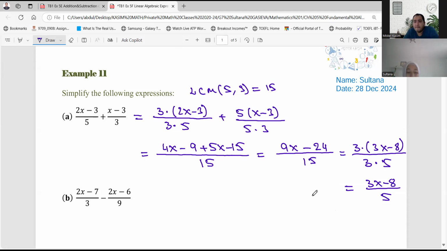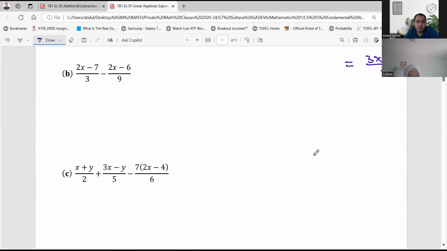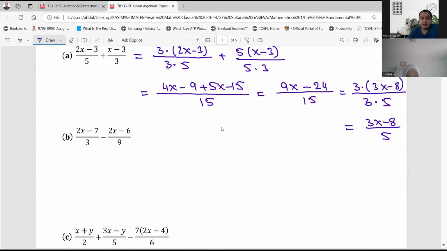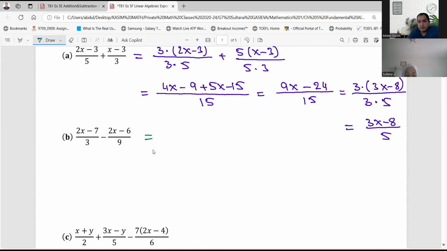All right? One more question, for example in question B: what is the common denominator of 3 and 9? The least common multiple of 3 and 9 is 9, right? So I multiply the first fraction's top and bottom by 3. Look, it is 3 times (2x minus 7) over 3 times 3, because I know that 3 times 3 is 9, minus (2x minus 6) over 9.